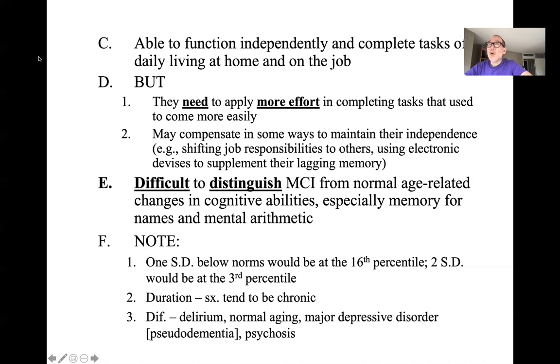Now, when they're suffering from mild neurocognitive problems, it's often difficult to distinguish from normal age-related changes in cognitive abilities. That's where a neuropsych assessment can parse out exactly what is a normal part of aging and what may be the initial signs of a dementia.